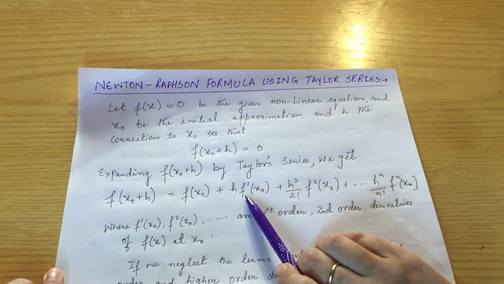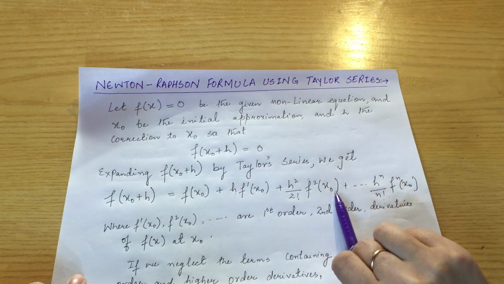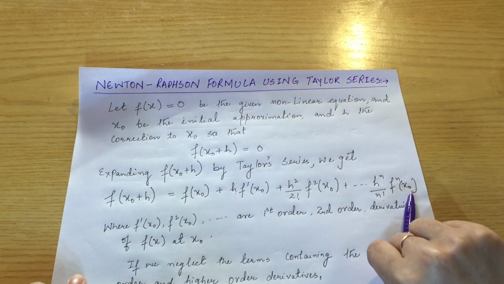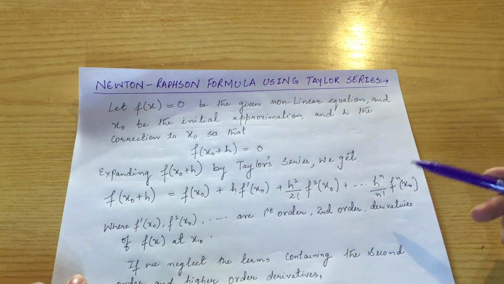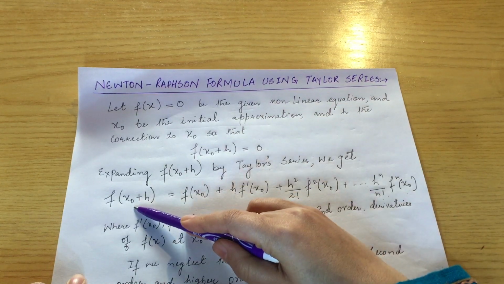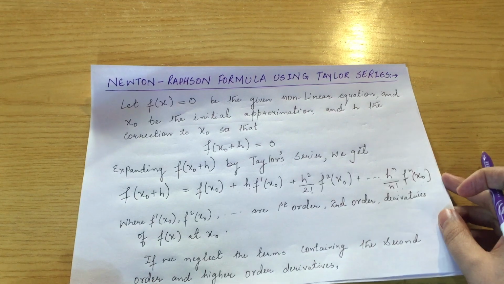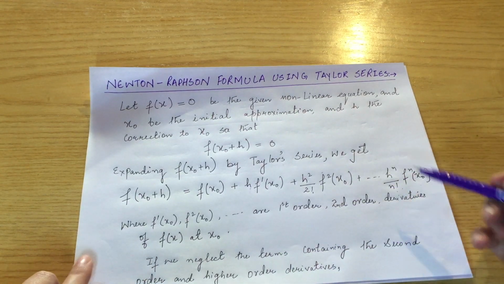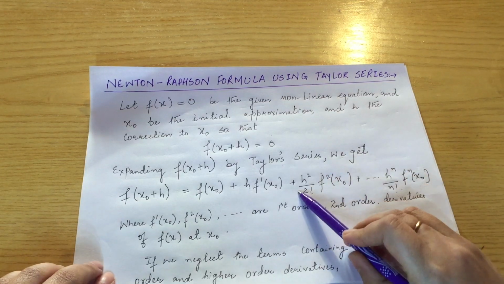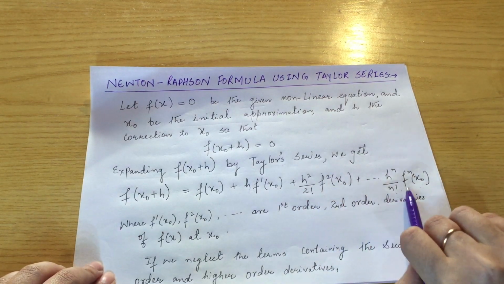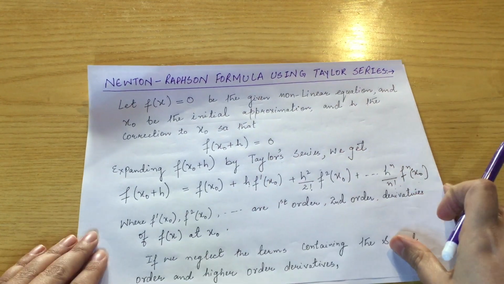So all these f dash of x0, f2 of x0 and fn of x0, they are all the first order, second order, third order and nth order derivatives of x0. So this is basically how we derive in the Taylor series. So if we neglect the terms containing the second order and higher order derivatives, say from here we are neglecting these terms, so we will be left with only these two terms.